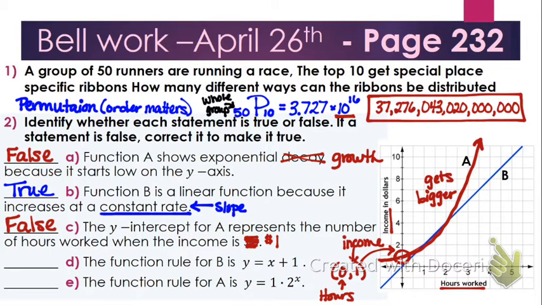Part D, the function rule for graph B, that's our line, is y equals x plus 1. True or false? The equation for the line is y equals x plus 1. Chris, you were shaking your head no. So you think it's false?